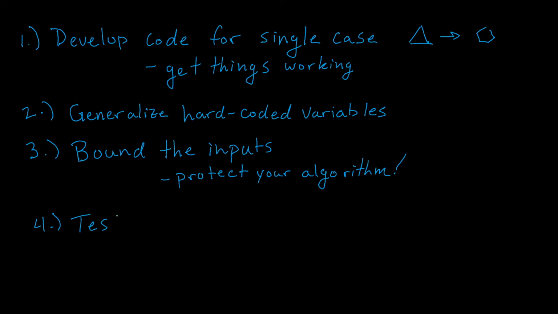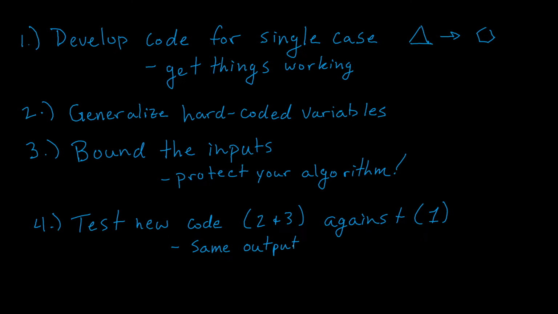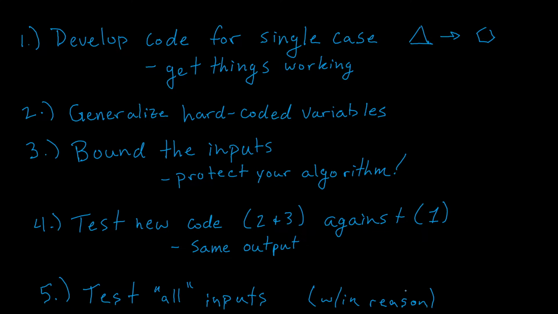Once we've developed this new algorithm using steps 2 and 3, we're going to test it against number 1, the original working use case. And we're going to do this with the same inputs, and we better see the same output. This confirms that our new code is working as expected. Then we can begin testing all of the inputs, anything that a user might add, and this is within reason, but the reason is not within your reason. It's within anyone who might be using your code's reason. Your code needs to be able to handle a variety of inputs and not break.